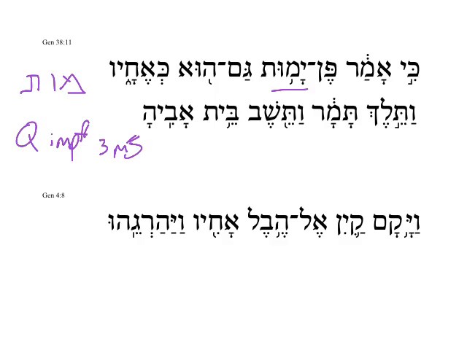In this case, in the imperfect, the middle root letter, vav, remains as a shureq. We'll compare this to Genesis 4:8.